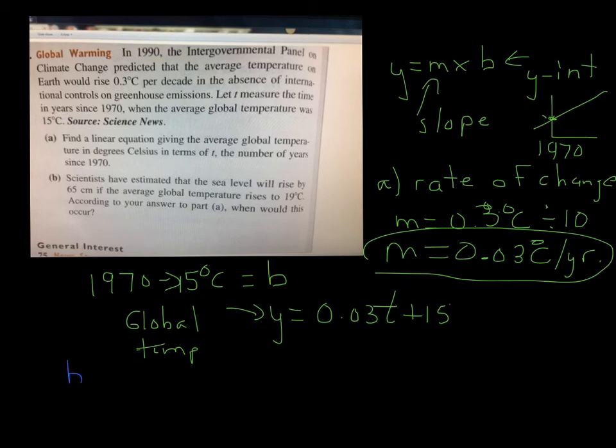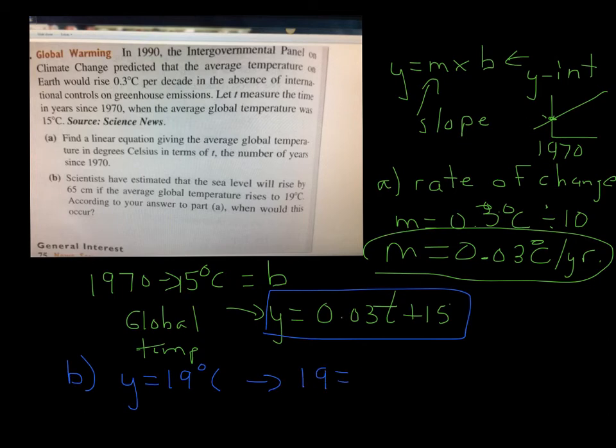So now that we have that equation figured out, we're going to use it for part B, where we know the temperature and want to know how many years it takes to get there. They're saying the temperature is now 19 degrees Celsius, so how many years of warming up at 0.03 degrees per year have happened? All we have to do there is replace the y with 19, and it's the t that's the unknown.